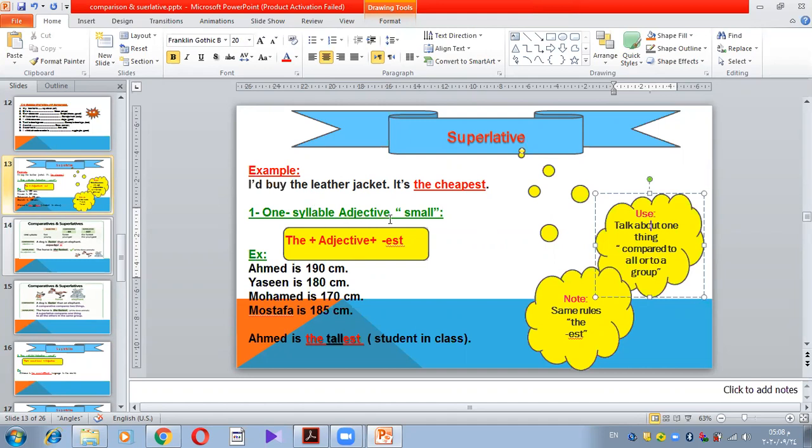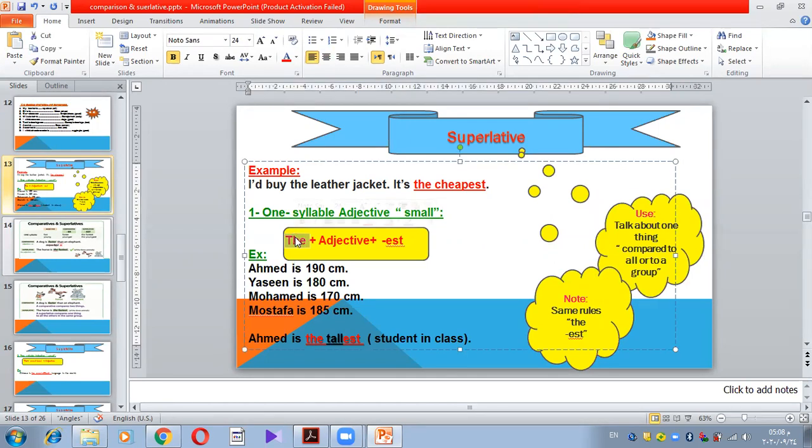One syllable adjective, which is small in this case, we are making what here? The, and the is one of the main things in this rule, guys. We never omit it, okay? So the, and then the adjective, and then we add est. So Ahmed is 190, Yasin is 180, Muhammad is 170, Mustafa is 185. Ahmed is the tallest. So I'm here talking about who? Ahmed only, just one. And it's understood that we compare him to everyone else, to all, or to this group. So Ahmed is the tallest.